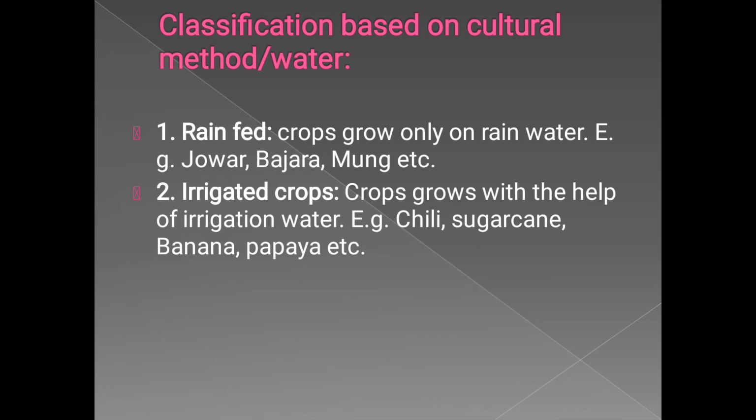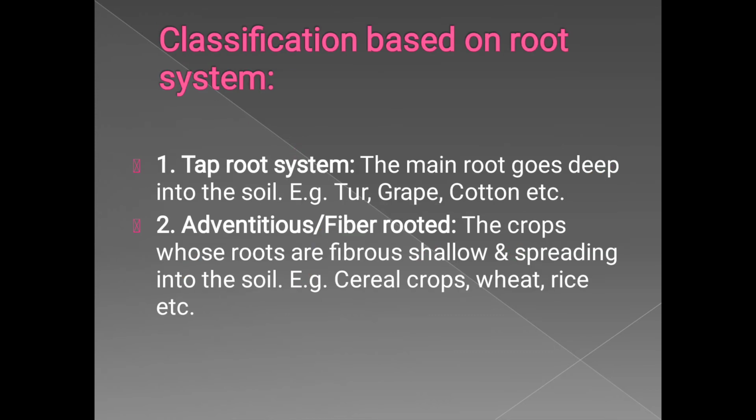Then next, classification based on cultural method or water. They are classified into two types: rain-fed or irrigated crops. Rain-fed crops are crops which grow only on rainwater, and examples are jowar, bajra and moong. Then irrigated crops are crops which grow with the help of irrigation water, and examples are chili, sugarcane, banana and papaya.